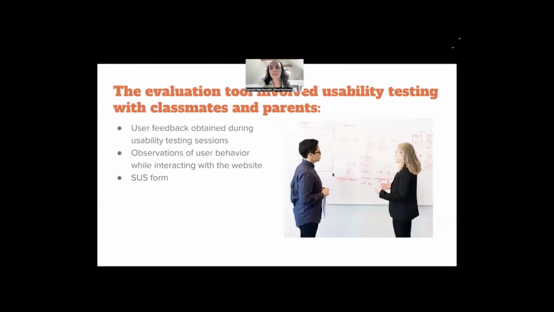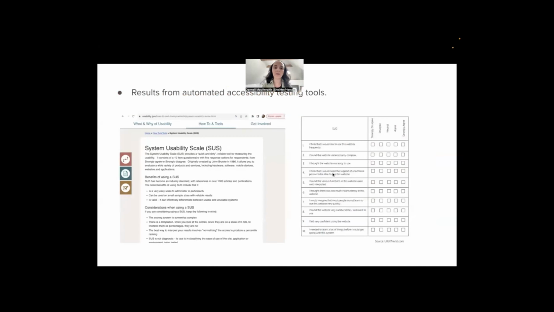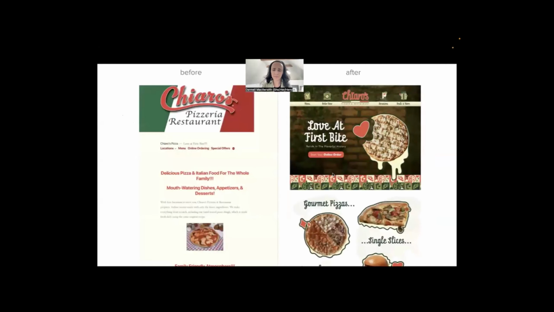Finally, for this class project, we looked at usability testing with our classmates, parents, roommates. We utilized the SUS form that can be found on usability.gov. It's a 10-question questionnaire that has a rating system where if you have a 68 or above, your website is considered to be accessible and thought out for usability testing. Here's a few before and after.